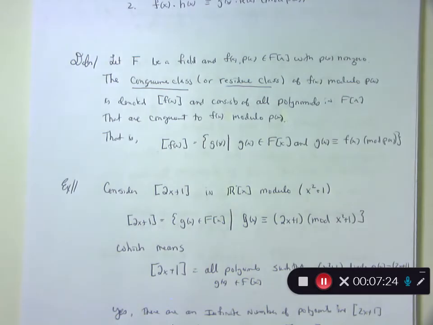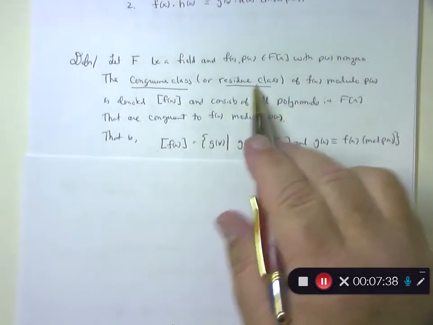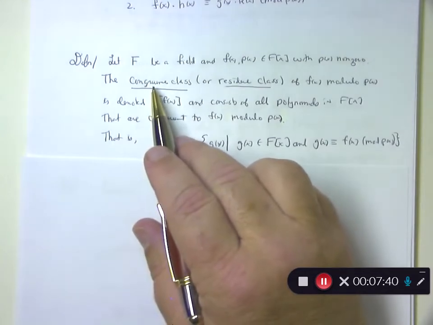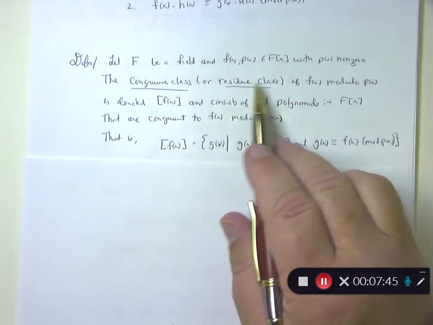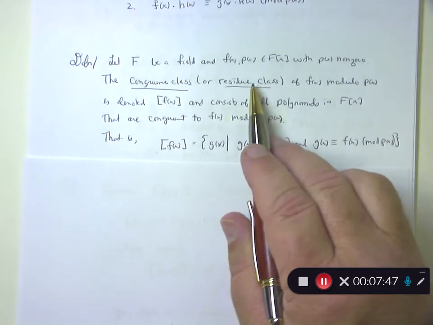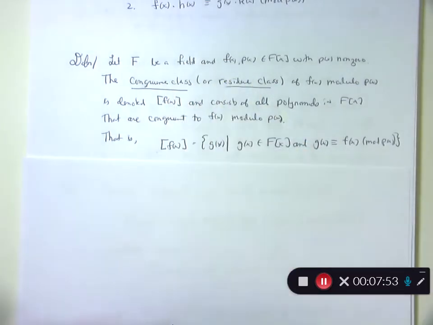Definition. It says this: let F be a field, and f of x and p of x elements of F adjoin x with p of x non-zero. The congruence class or residue class. Now, you are familiar with congruence class, remember chapter 2, but I'm also using another big word called residue class. So when you get to graduate school, they're going to start talking about these residue classes and things like that. Don't worry, residue classes, congruence classes, same thing, just a different name for it.